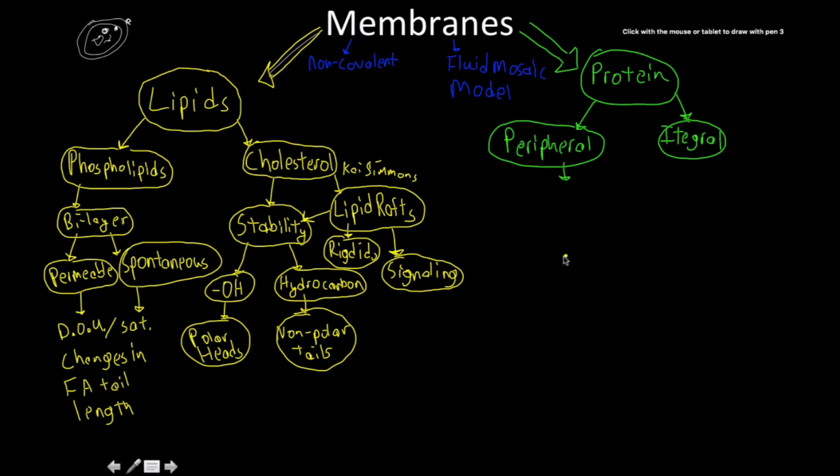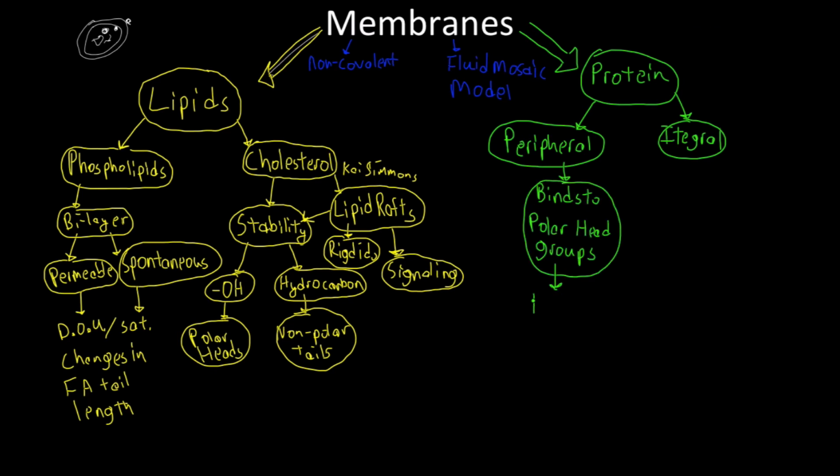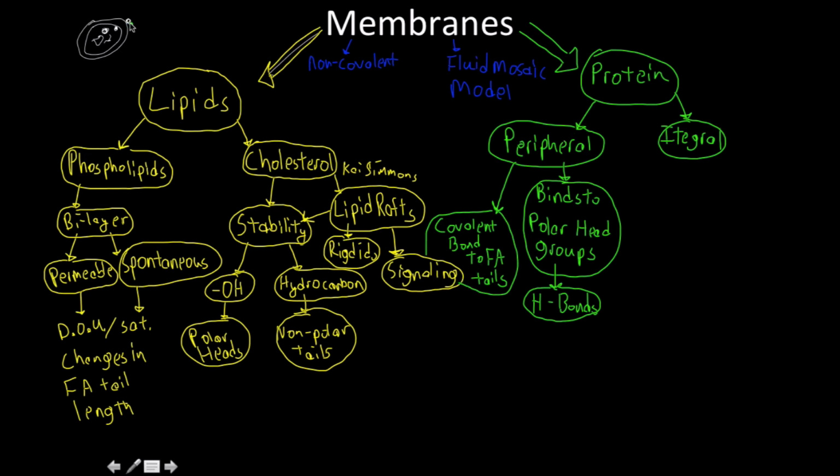So whenever I say peripheral, I'm talking about the fact that they're going to be binding with the polar head groups of the phospholipid. In case you didn't know, this is non-covalent, right? So this is hydrogen bonding. Now sometimes peripheral proteins, this is kind of weird, and this is kind of an exception to what I just talked about, can be covalently bound to the fatty acid tails, and they're acting as an anchor there. But the overall structure of the protein is remaining either on the outside or on the intracellular space.